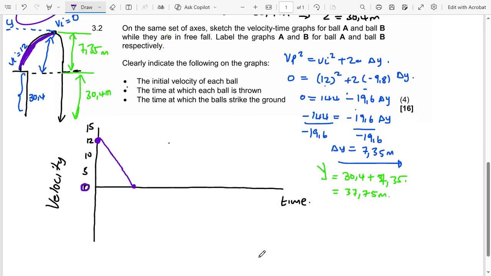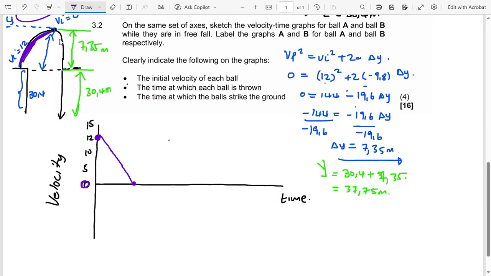Okay, so then when it reached the maximum height, ball A starts going down, meaning that now it has a negative velocity. Why? Because we set up as positive. So it will start having a negative velocity. It will go down with a negative velocity. The more it goes down, the more it hits the ground with a negative velocity.